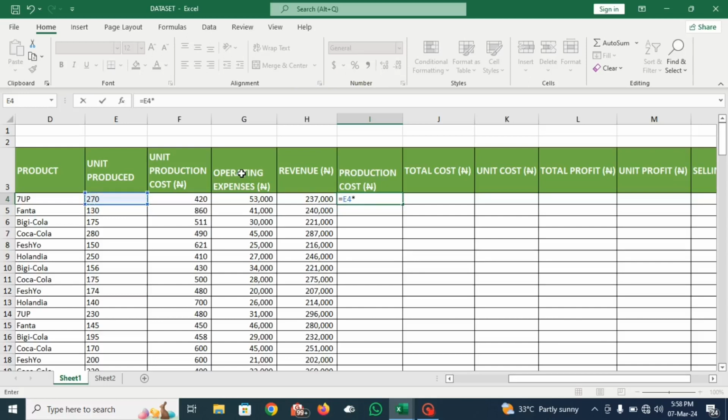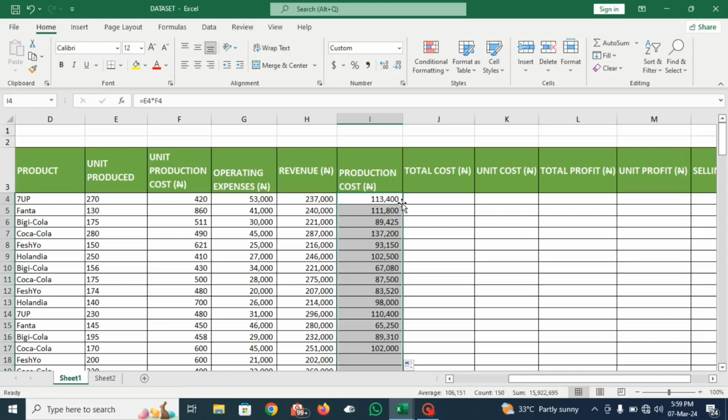Then the next thing is to locate the second cell, because we want to multiply two cells. I'll use my arrow and move it to unit production cost. Then I'll press enter. So it means that the production cost of 7 Up is 113,400. I want to determine the production cost for other products as well, so all I have to do is move my mouse to the edge of this cell, and once the cursor changes, I'll double tap in order to repeat the same function for all these products.